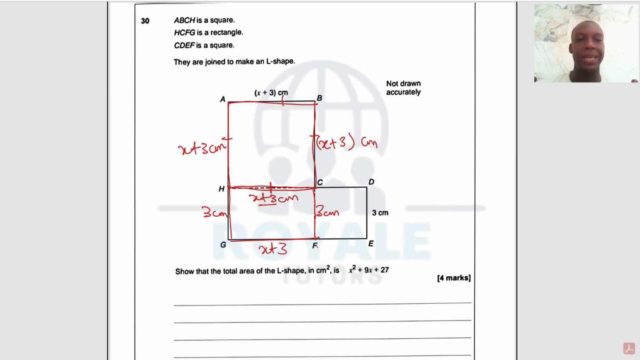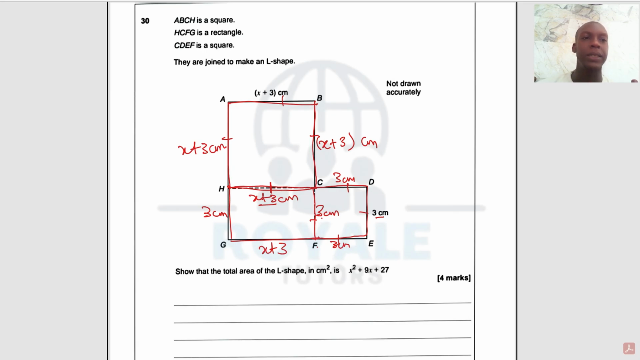And finally, we have that CDEF is a square. That's this final one. CDEF is a square, which means this is 3 centimeters, 3 centimeters, 3 centimeters, and 3 centimeters. Good. That's absolutely good. All right, they are joined to make an L shape, just like we can see there. We want to show that the total area of the L shape in centimeters squared is x squared plus 9x plus 27. Very, very good.